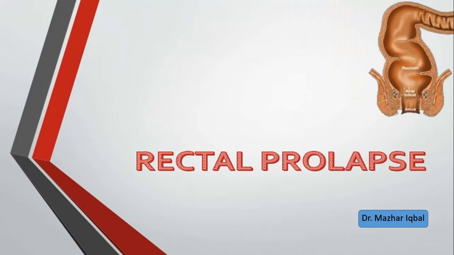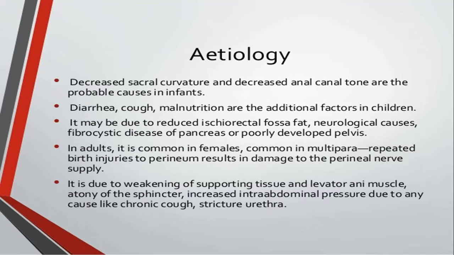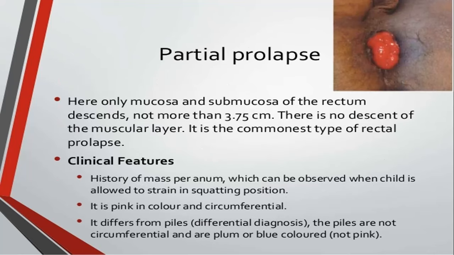In a quick review, you must know there are two types. In a partial prolapse, there's only mucosa. In a complete prolapse, the whole rectal wall comes out from the anal canal. In etiology, there's a decreased sacral curvature and decreased anal tone. A malnourished patient can have it. There's a decrease in levator muscle tone, any cough, diarrhea. These are all the reasons. In a partial prolapse, only a pinkish area comes out from the anus.